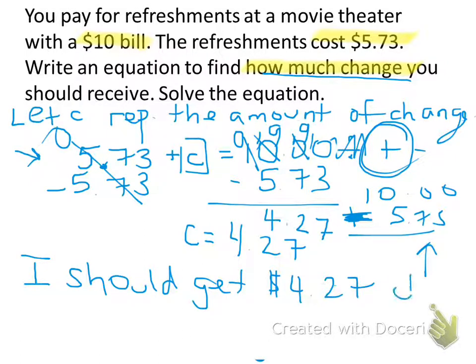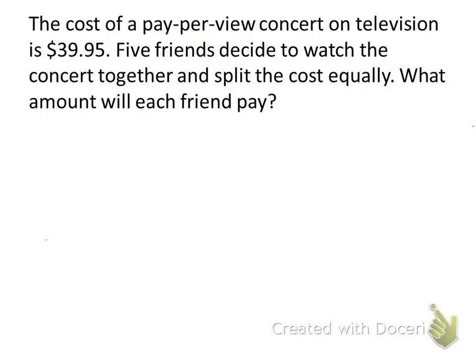$4.27 change. A good idea on a quiz or a test and in your homework to make sure you got it right would be to check this problem. For time, I'm not going to check it in the video. We're going to go on to the next example.